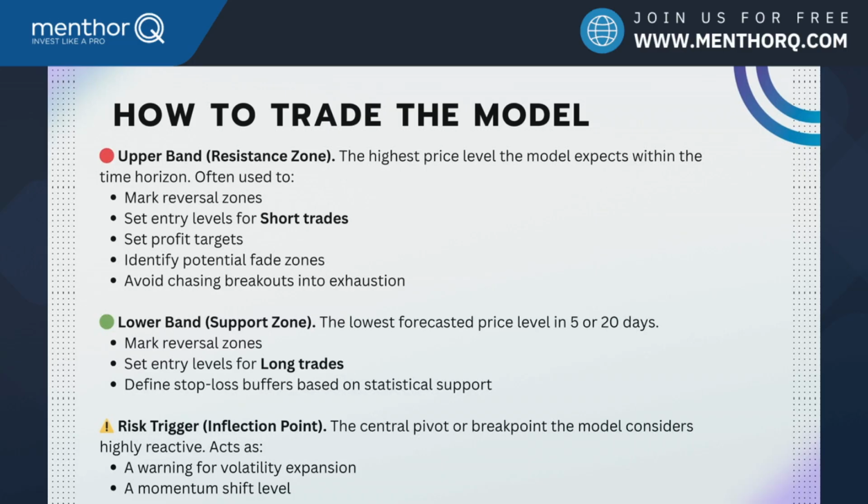And then finally, we have our risk trigger. The risk trigger for us is kind of like a breakout point, and it can be very reactive, and it can become a warning for an increase in volatility, or it could also become a momentum shift level. So you can use those levels basically to potentially time your entries, as well as managing your risk and managing your exit as well.